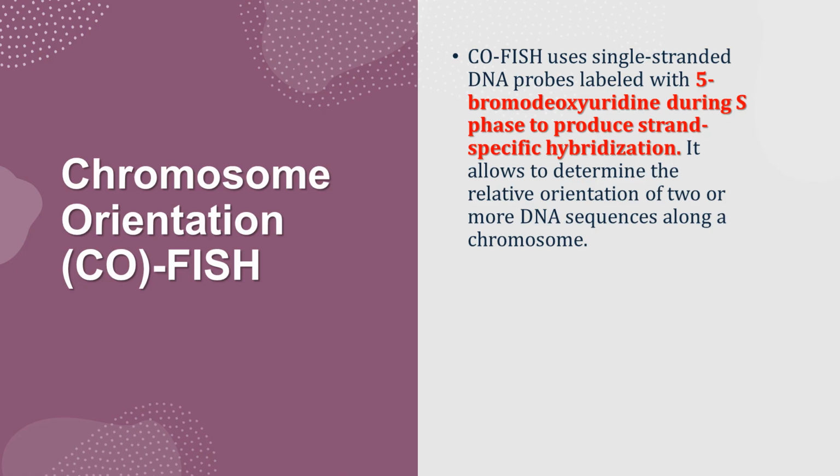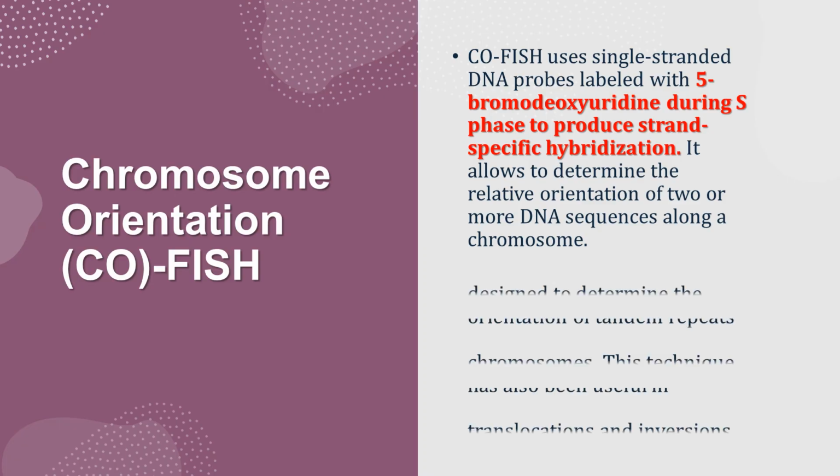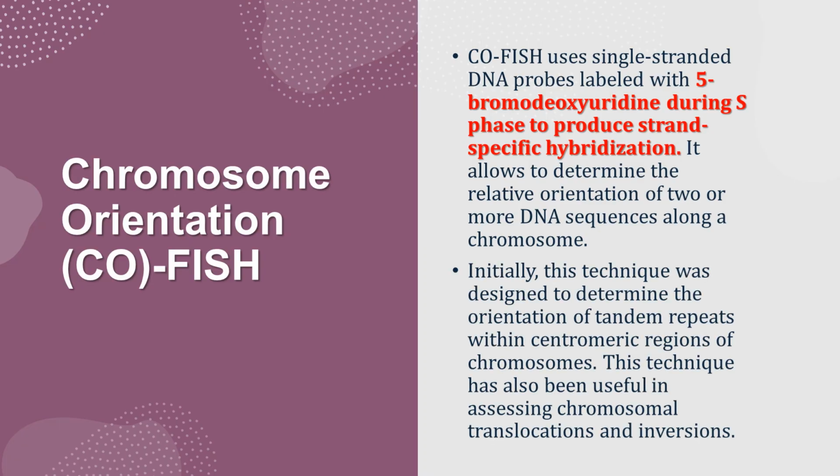Chromosome orientation, CO-FISH. CO-FISH uses single-stranded DNA probes labeled with 5-bromodeoxyuridine during S phase to produce strand-specific hybridization. It allows determination of the relative orientation of two or more DNA sequences along a chromosome. Initially, this technique was designed to determine the orientation of tandem repeats within centromeric regions of chromosomes. This technique has also been useful in assessing chromosomal translocations and inversions.